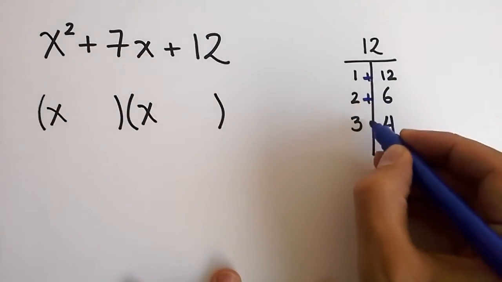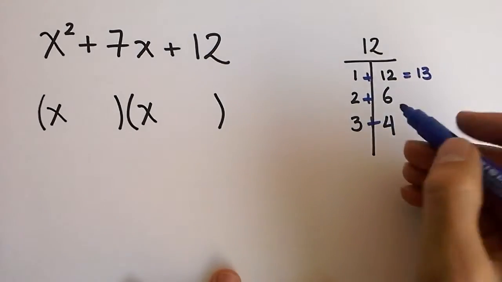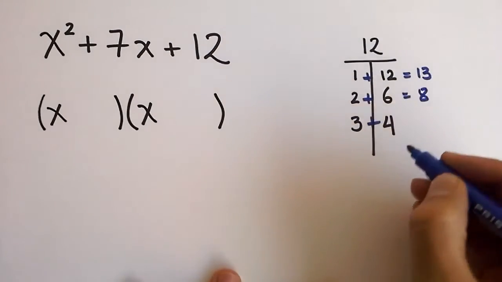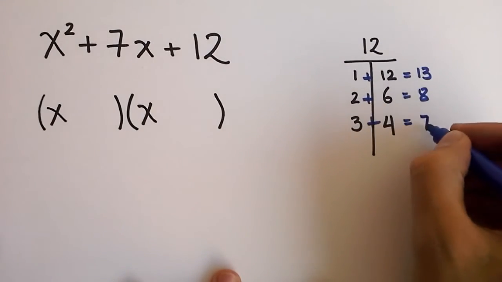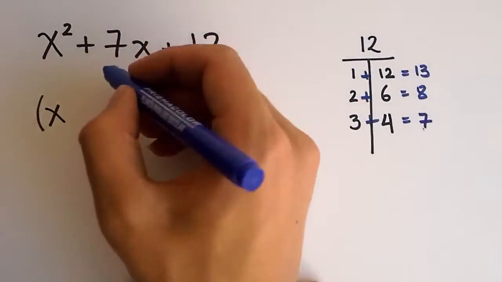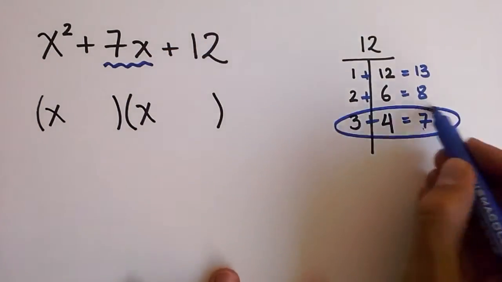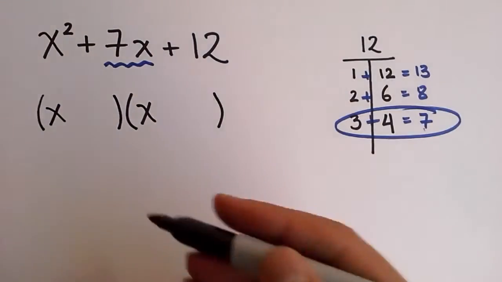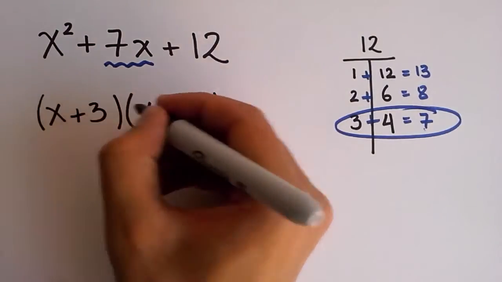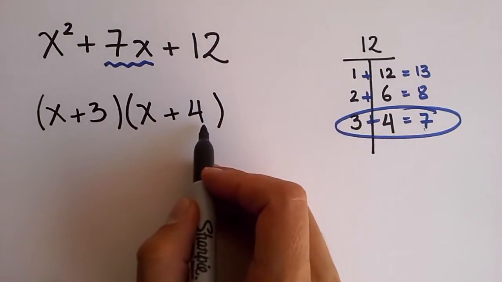Start adding them. So if you add 1 and 12, you obtain 13. If you add 2 and 6, you obtain 8. And if you add the third, 3 and 4, it would give you 7. Notice that this 7 is exactly this 7 that you have here in the middle. So these 2 terms that you found here are the numbers that should become part of your parentheses. Exactly with the same signs. Notice that the 2 of them were positive, so here I write positive 3 and positive 4.